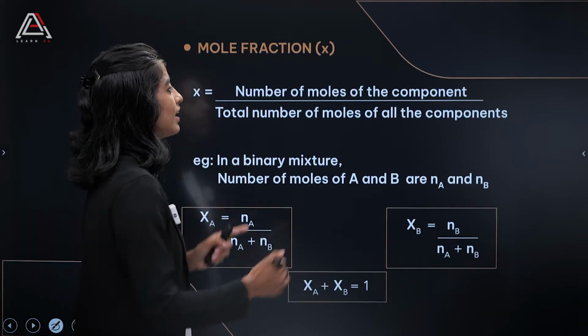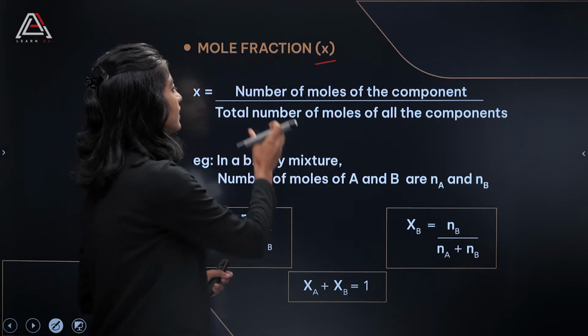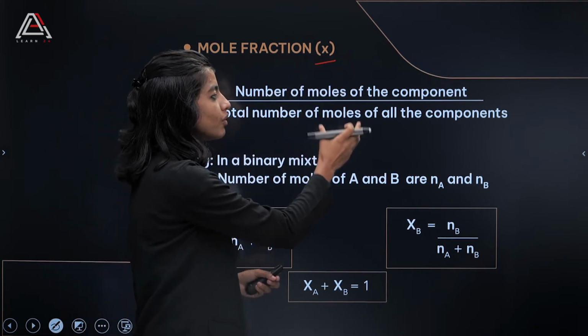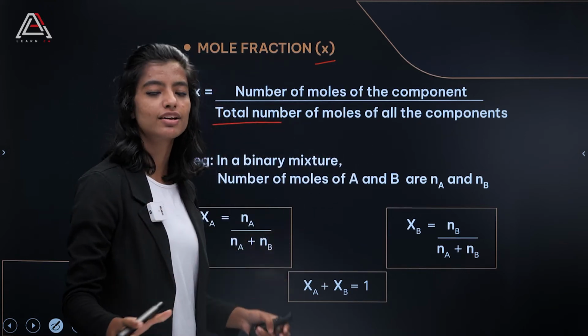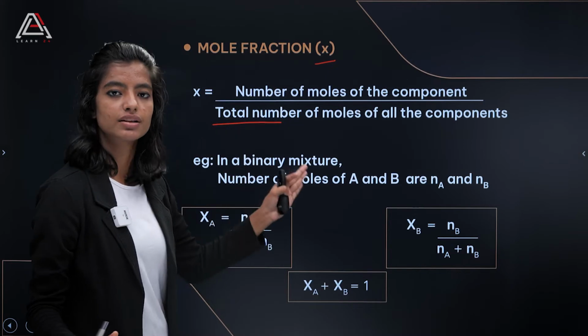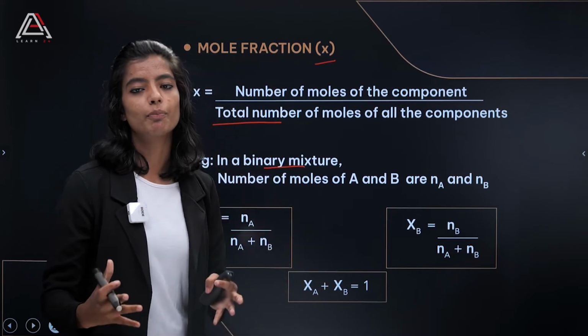Next one is the mole fraction. We represent mole fraction with a chi. Chi is the mole fraction, and chi is equal to number of moles of the component divided by total number of moles of all components. For example, I have a binary mixture with 2 components, right?